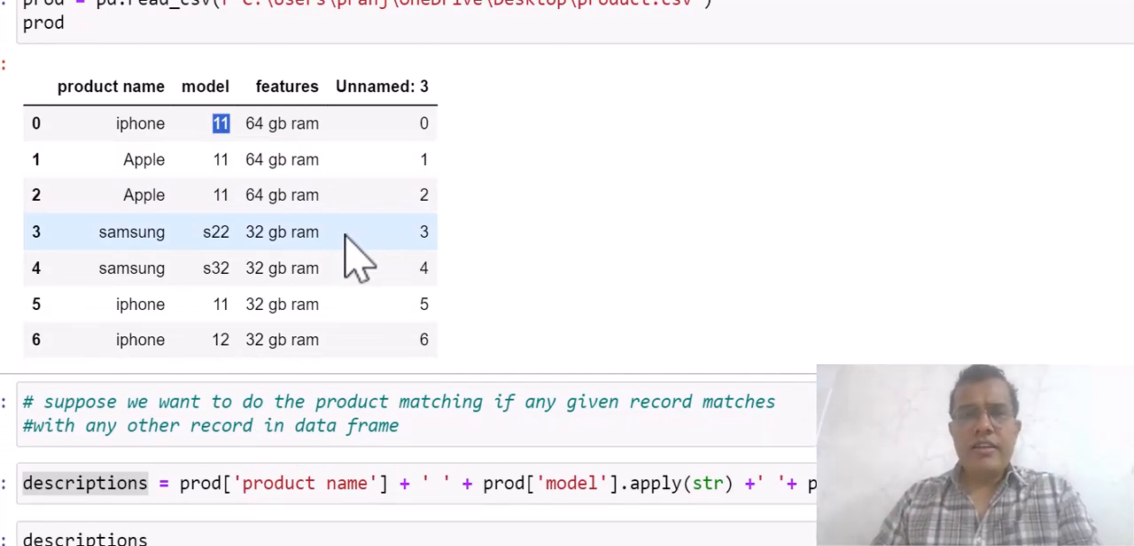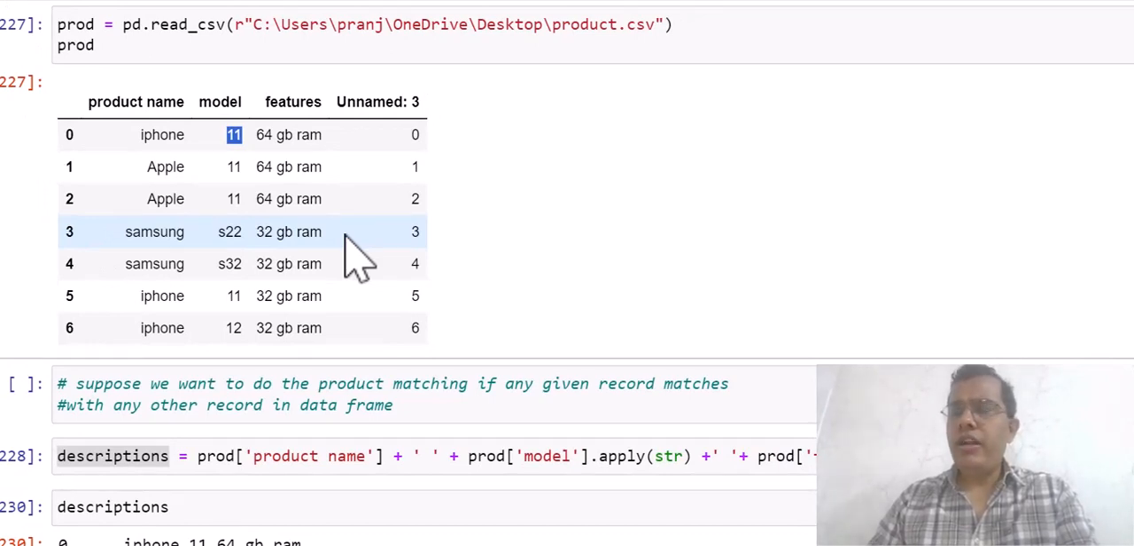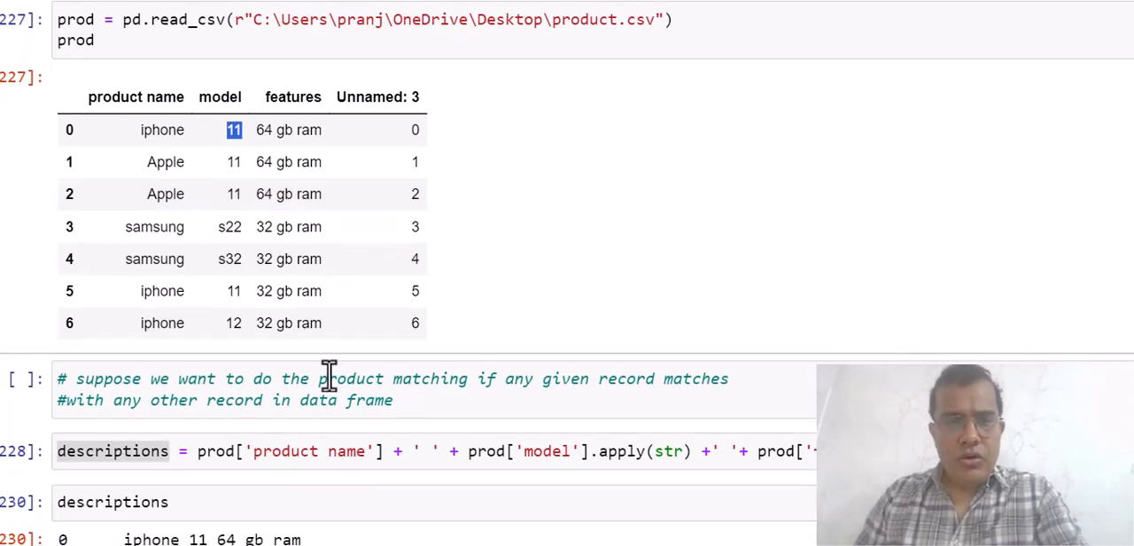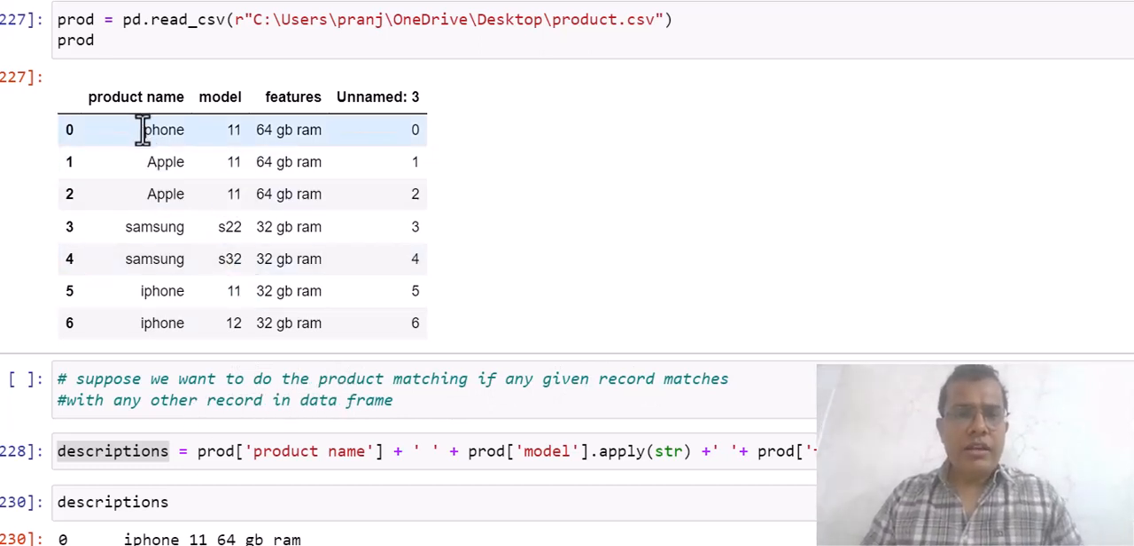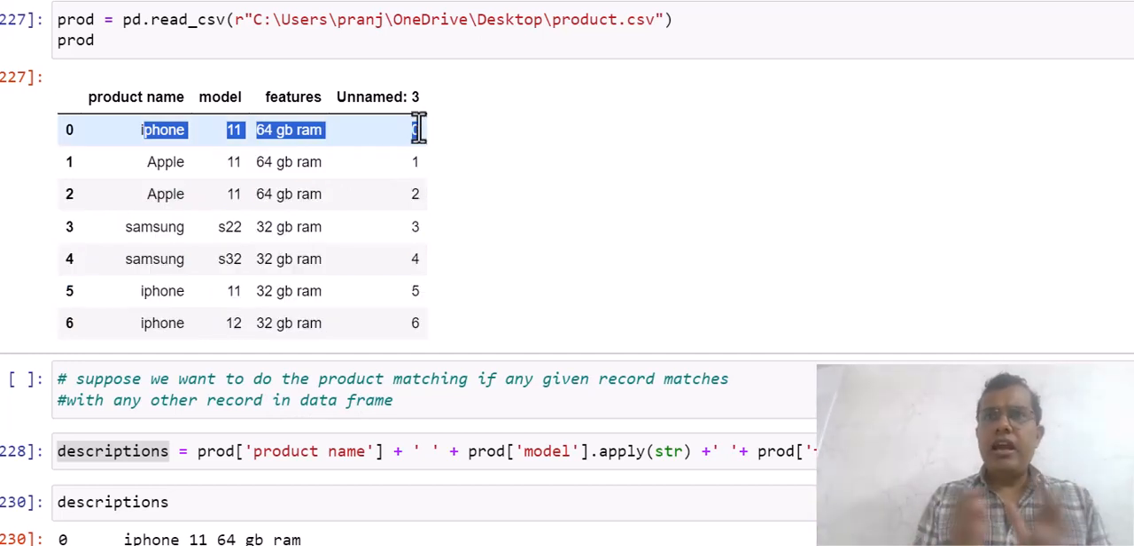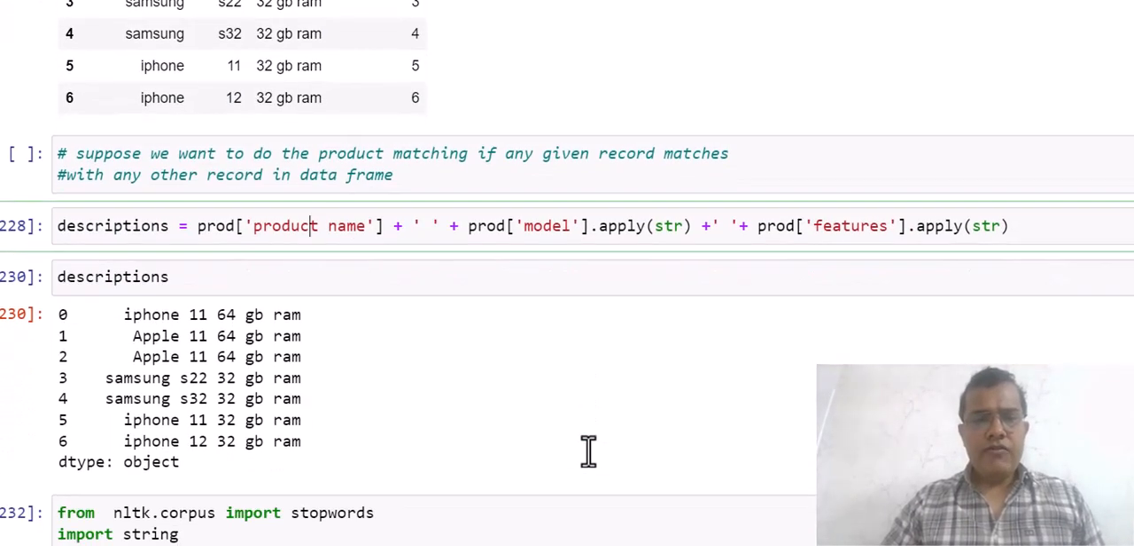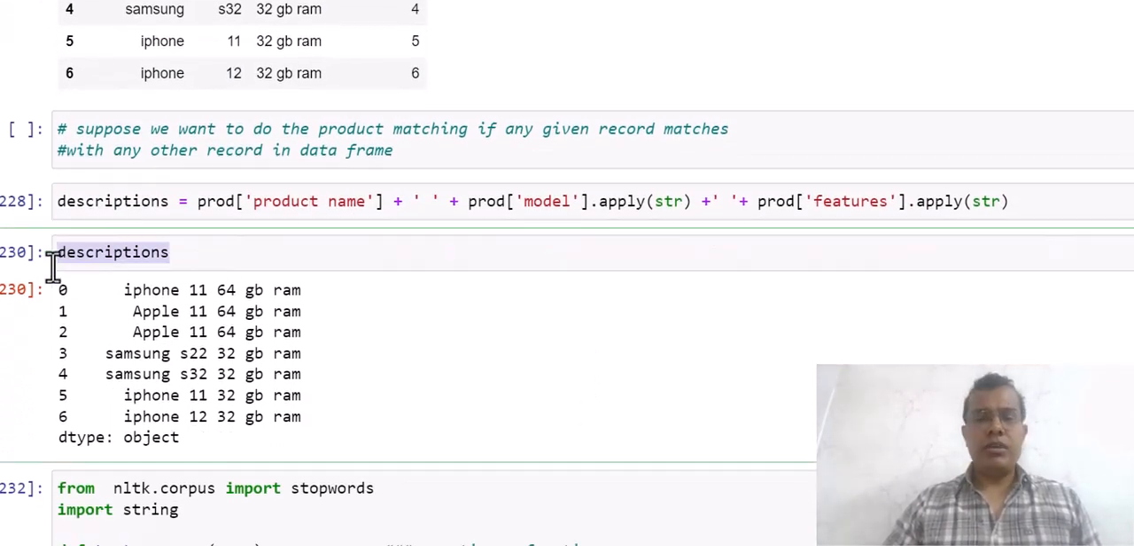This is the most powerful way to find similarity, because I will remove the stop words, I can remove the punctuations also, and then do my matching. Suppose what we want to do is product matching: if any given record matches with any other record in the data frame. I want to see whether my first product matches with any other product in my entire list. So first of all, I am creating my description from product name and product model, and after creating, descriptions look something like this.